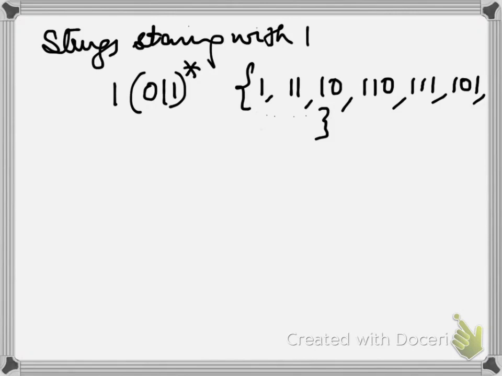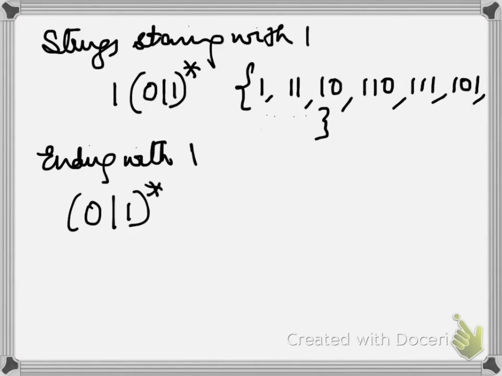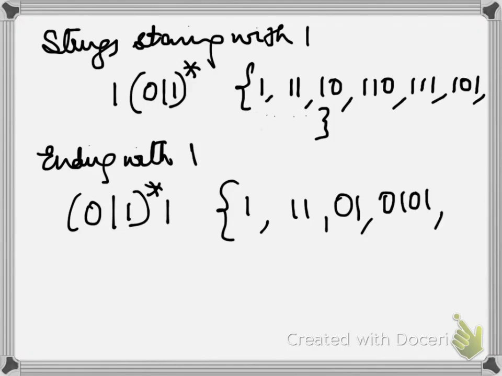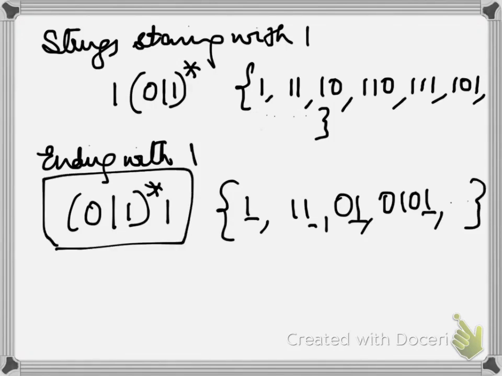Similarly, I can say ending with 1. In the beginning, I can have any number of zeros or 1s, but it must end with a 1. So which are my strings? This is my string 1. Then 1 1, 0 1, 0 1 0 1. Everywhere you see, the last digit must be a 1. So the regular expression for this is here.